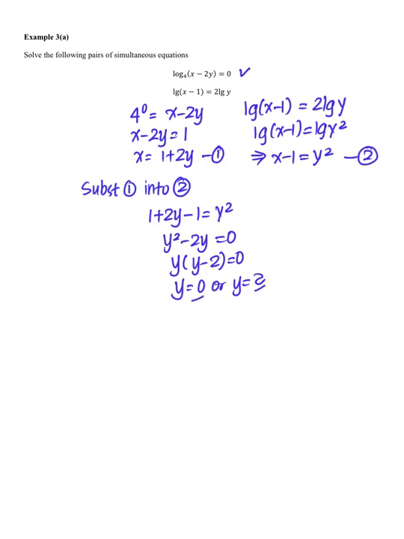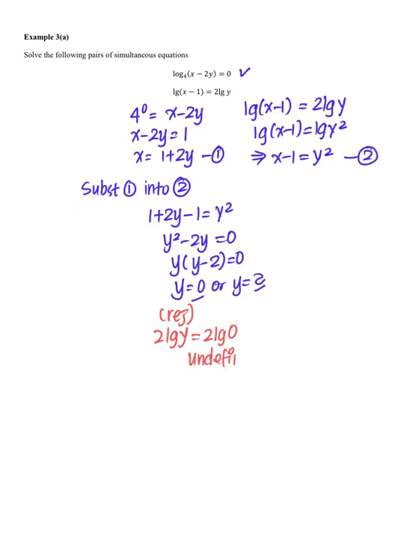Two solutions. Can y be 0? y cannot be 0. Why is y not 0? Because this is rejected straight away. Why? Because 2 lg y is equal to 2 lg 0, which is undefined.